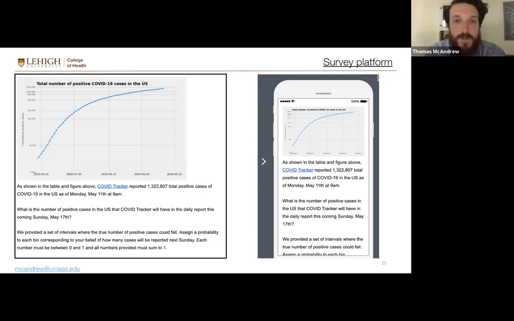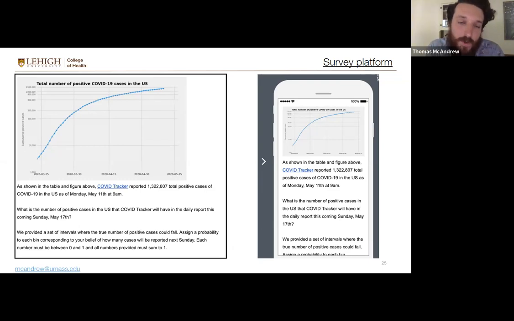So we gave them a picture of time on the horizontal, the number of positive COVID cases in the US on the vertical. And we said, as shown in the table and figure above, the COVID tracker, which is a specific surveillance system, reported 1.3 million total positive cases of COVID-19 Monday, May 11th. So there's just some background information for them. The next part of the question is the ask. So we asked in this case, what is the number of positive cases in the US that the COVID tracker will have in their daily report Sunday, May 17th?